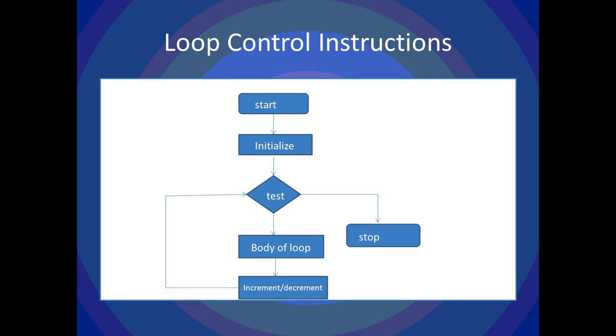So total dependency of the loop is based on the test condition. So if the condition is true, the body would be executed, and if the condition is false, control would go towards the stop statement. Stop means you would go toward the end of the loop.